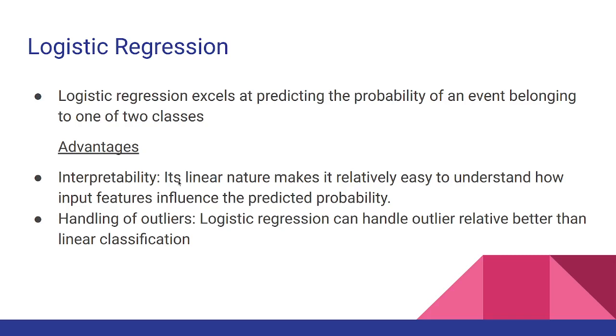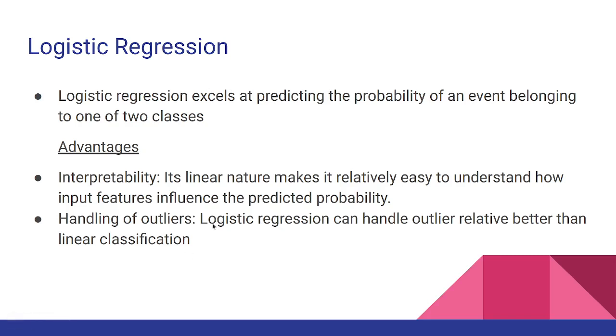In linear regression we do not have any interpretability, so we don't know, if we increase the number of hours of study, how much that will improve our result. With logistic regression we can do it more easily. I'll discuss how. And then the second reason is handling of outliers.